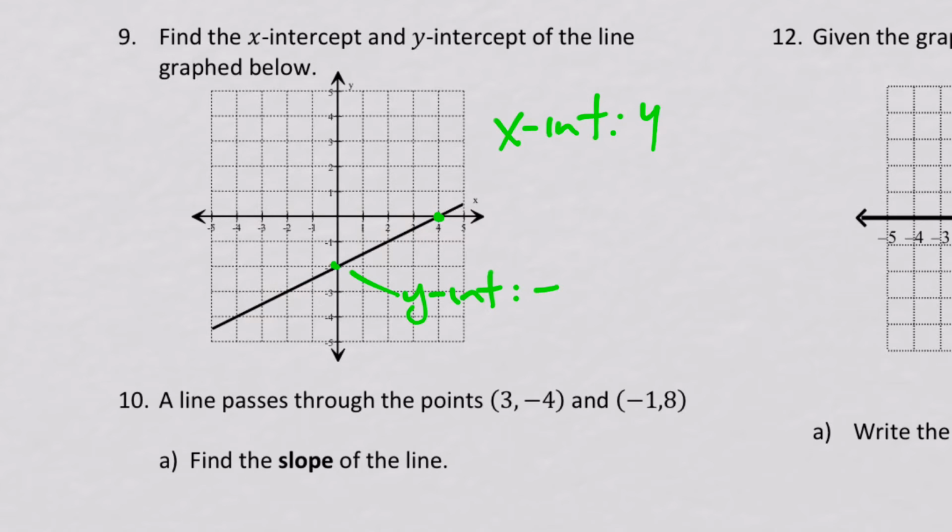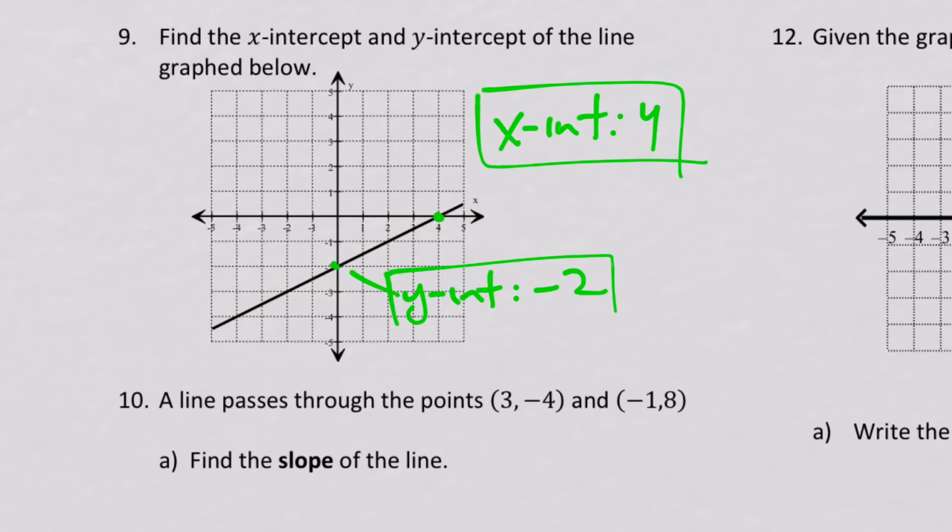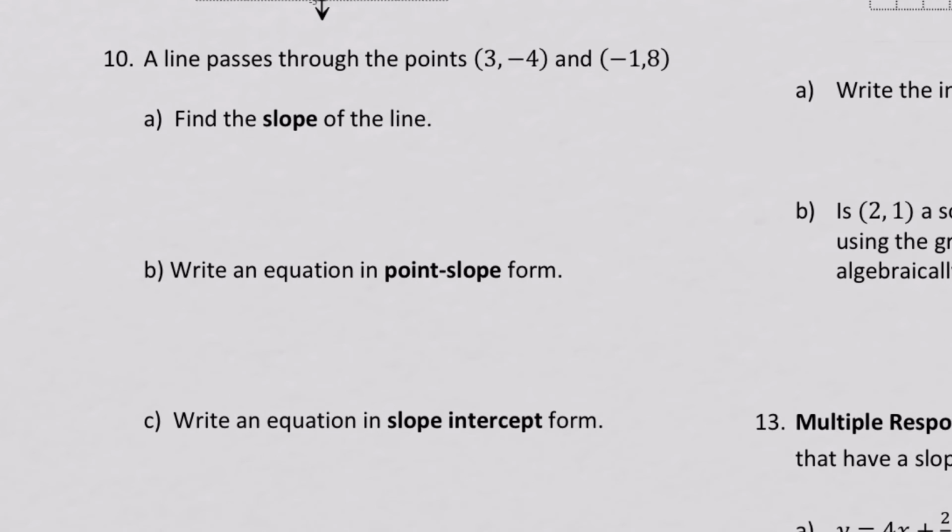And that's going to be at negative 2. So that's how that one works. That one should be pretty easy as long as the graph touches at exact points. Okay, number 10, a line passes through the points (3, -4) and (-1, 8).